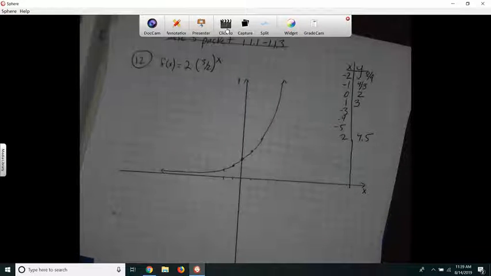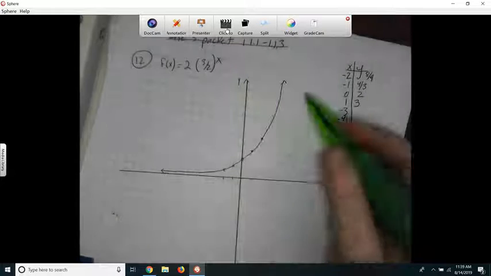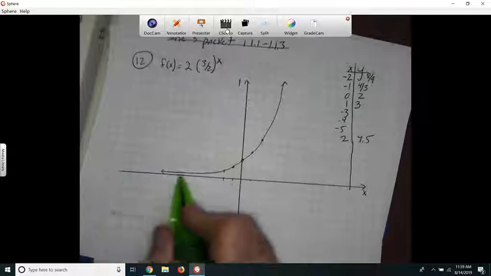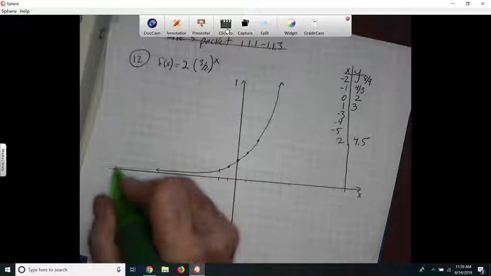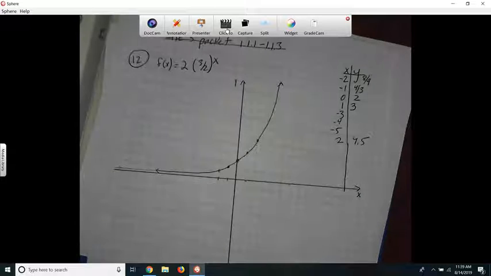So my graph is labeled pretty well. I've got the x and y axis. This right here is an asymptote, because the number is going to get closer and closer to 0 and never reach it. That's what an asymptote is.